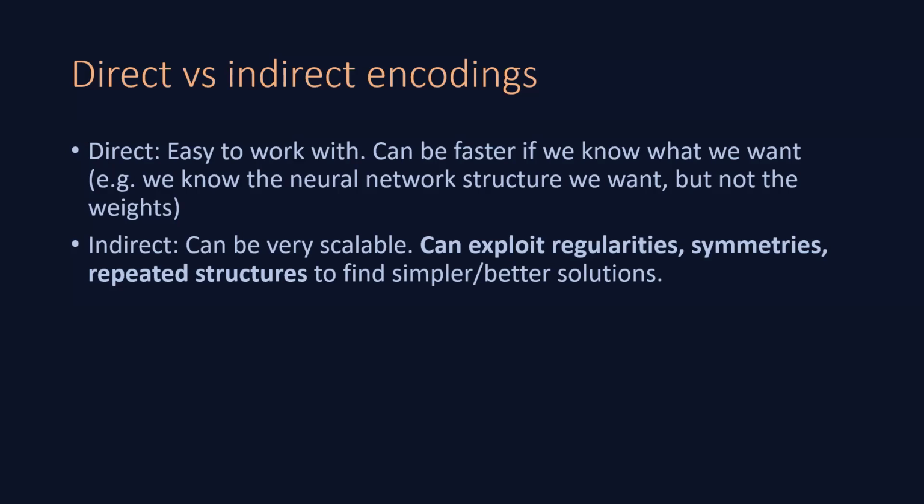And indirect representations, on the other hand, can be very scalable. They can allow us to find solutions that we haven't really thought about because we didn't know exactly how to set up a neural network or a robot. And they can also give us regularities, symmetries, and repetitions.